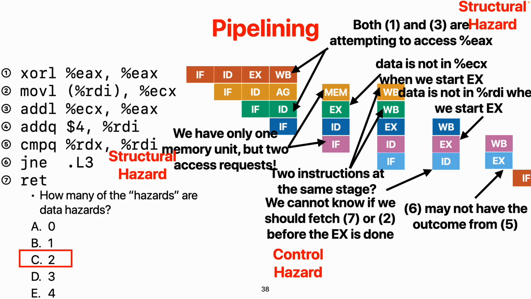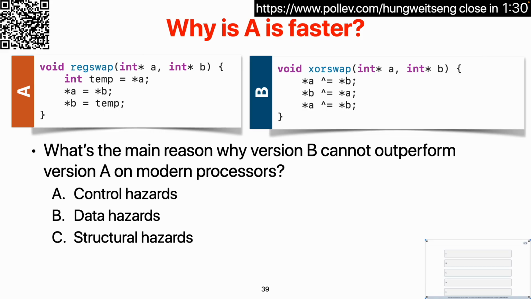But for the others, if we take a look, there is structural hazard because this one is actually competing for functional units. And this one is also competing for access to the same register file. So this is structural hazard, not data hazard. And for this one, because we don't know where the next instruction is to go, it's considered a control hazard. So now, based on your understanding of these 3 types of hazards, why is this piece of code on the right-hand side not performing as well as the other version?